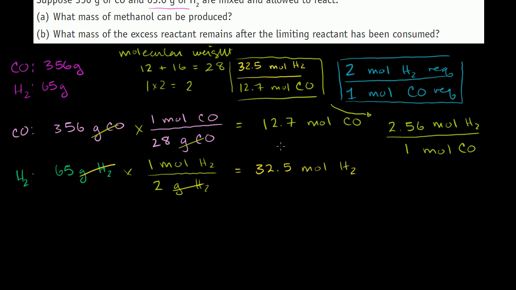So the excess reactant is the hydrogen. Hydrogen is the excess reactant. And the other one is going to be the limiting reactant. We don't have enough carbon monoxide to react all of the hydrogen, right? We only have 1 for every 2.56. It should be a 1 to 2 ratio. So we don't have enough carbon monoxide to react all of the hydrogen. So carbon monoxide is the limiting reactant.